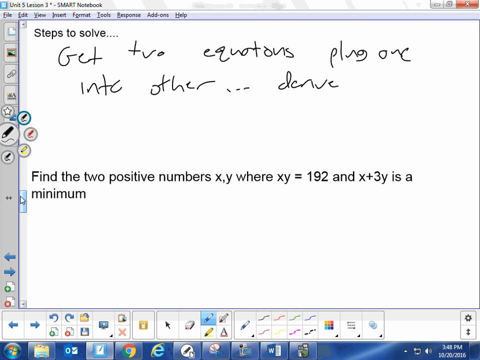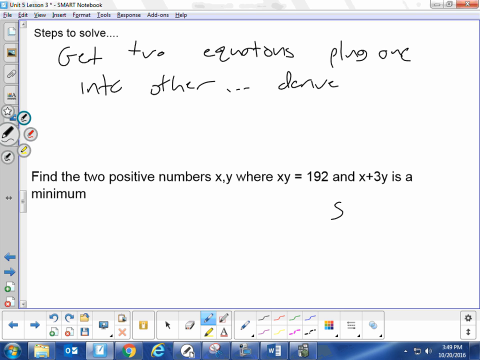Here's a simple example. Find the two positive integers, x and y, where the product is 192, and the sum of x plus 3y is a minimum value. Now you can go ahead and try to exhaust this problem by finding all of the integers that multiply together to get 192, and then plugging them all into x plus 3y to get your answer. But calculus helps us figure this out better.